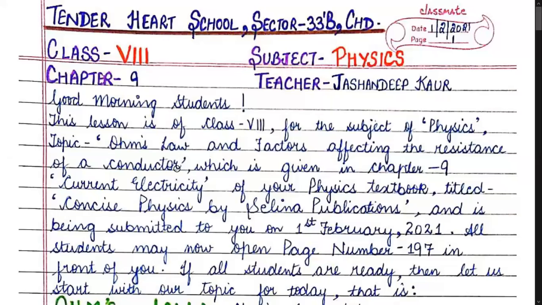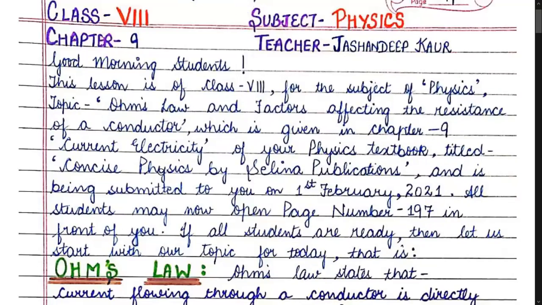Good morning, students. This lesson is of class 8th for the subject of physics, topic Ohm's law and factors affecting the resistance of a conductor, which is given in chapter 9, current electricity of your physics textbook titled Concise Physics by Selena Publications and is being submitted to you on 1st February 2021.